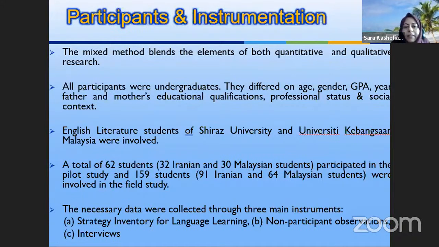The necessary data were collected through 3 main instruments: strategy inventory for language learning, non-participant observations, and interviews.